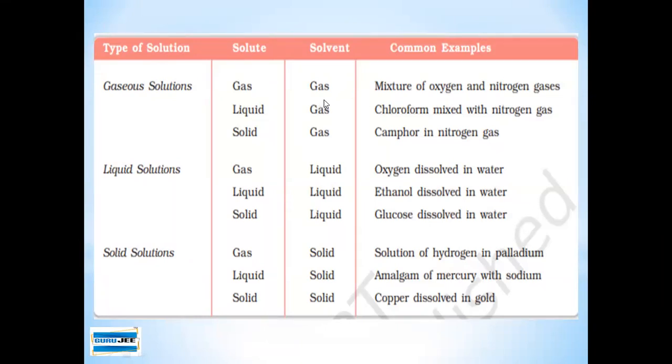So the substance in which the solute is dissolved is the solvent. If the solvent is in the gaseous form, then the whole solution will be in the gaseous form. It is the solvent which determines the physical state of the solution. As the name indicates, for a gaseous solution, the solvent will always be a gas. Then what about liquid solutions?